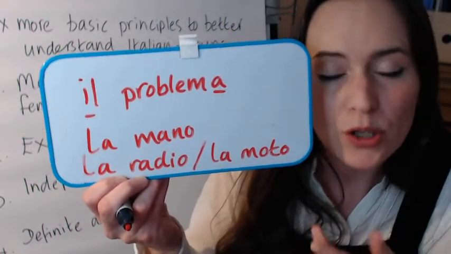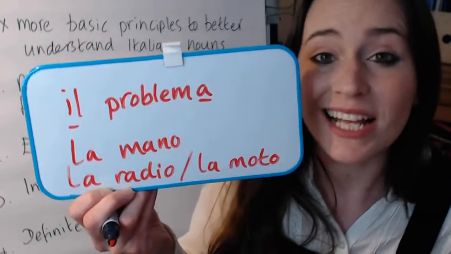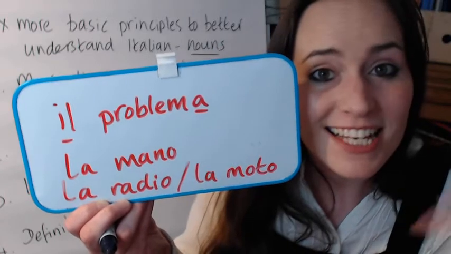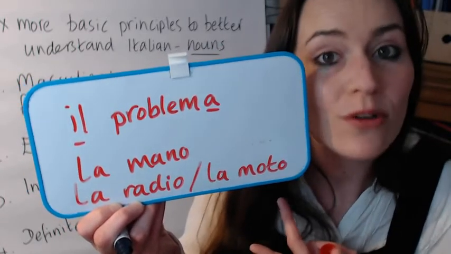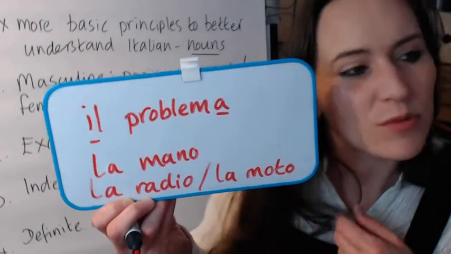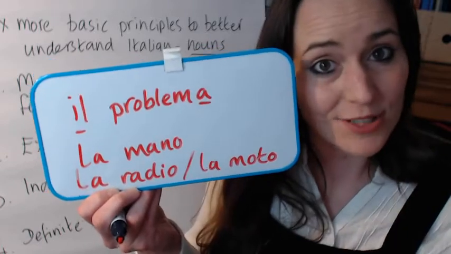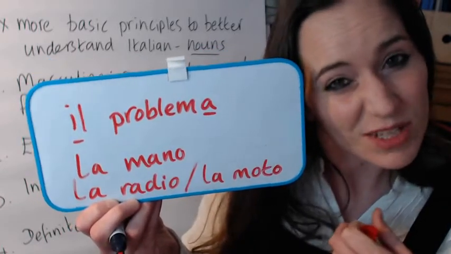Moto, la moto, looks like it should be il moto, but it's short for moto bicicletta. So bicicletta is a feminine noun, and we just shorten it down to moto. In English we just say motorbike, but we shorten bicycle down to bike, so it's a similar thing.